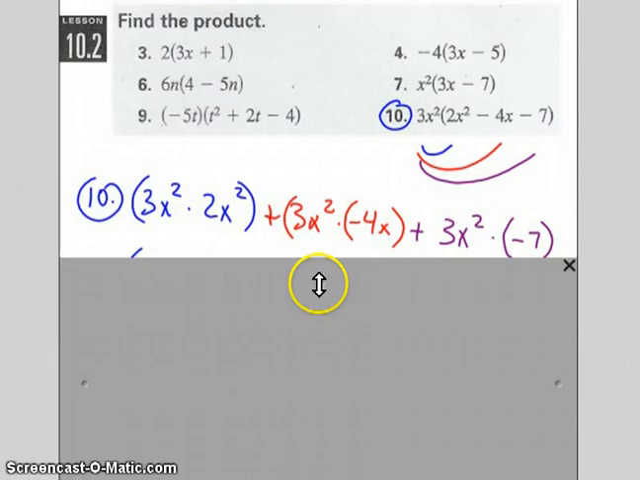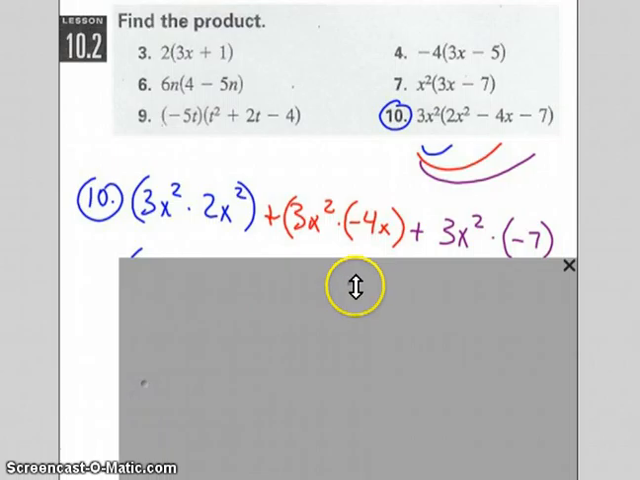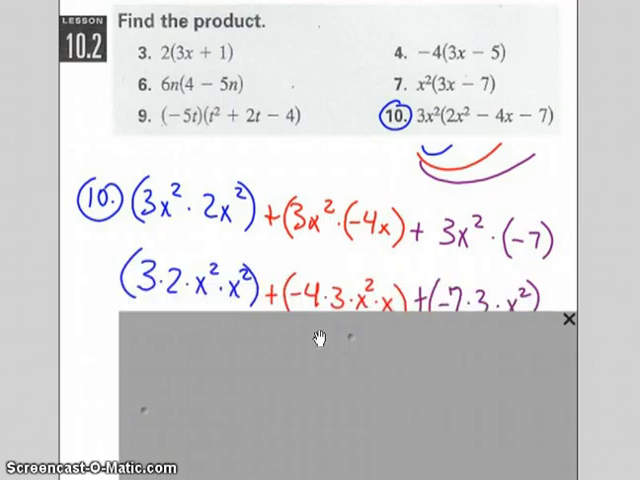Okay, well, let's reorganize this. If I've got a string of numbers, like I do in blue here, that are all being multiplied, I can change their order. It doesn't screw up the problem. So I can put the 3 next to the 2, and I can put the x squared next to the x. And that's what I do here. Let's do it this way. 3 times 2 times x squared times x squared.